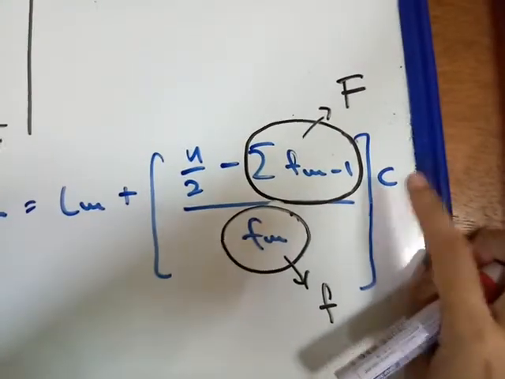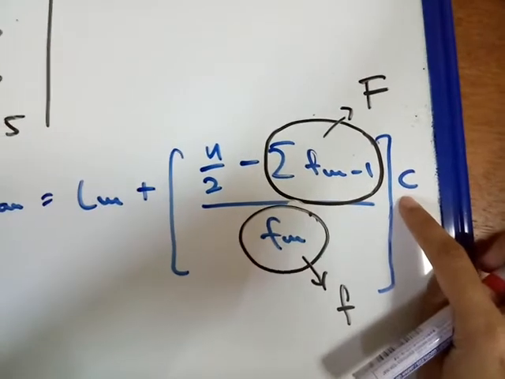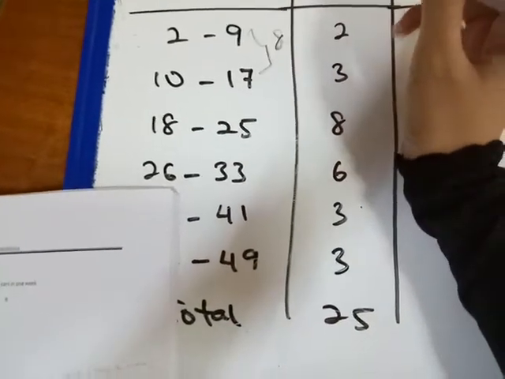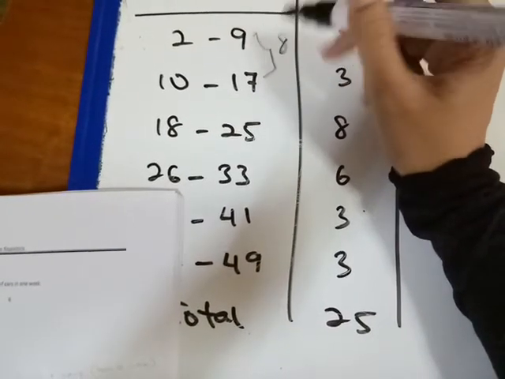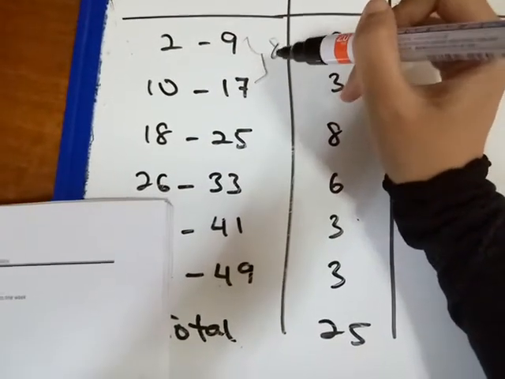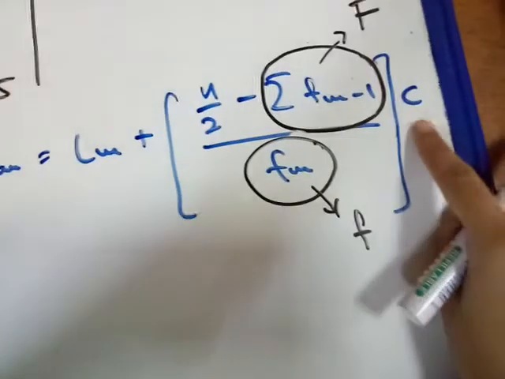Times dengan C. C ni apa? C adalah class size dia. Class size dia yang mana? Yang ni lah. Okay, beza dia berapa? 8. So, class size dia. Okay, the difference number between the first class and the second class, which is 8. Okay, so itulah class size dia.